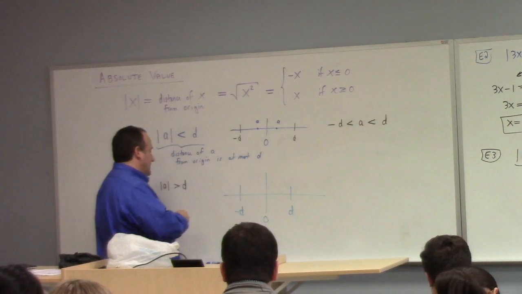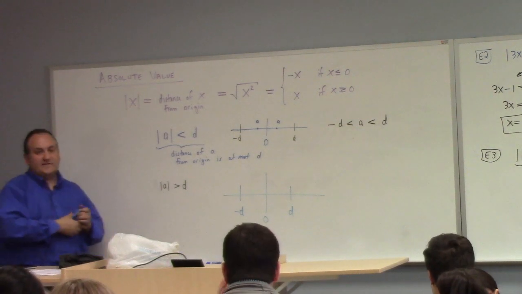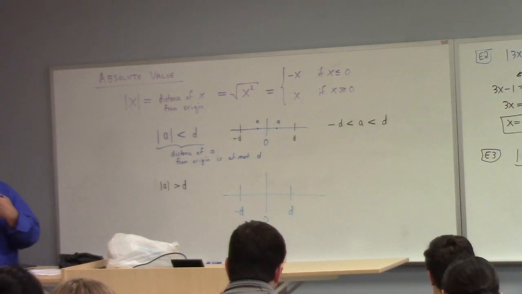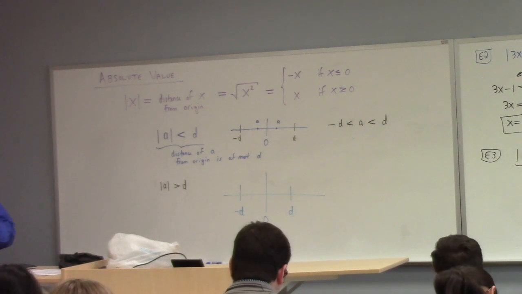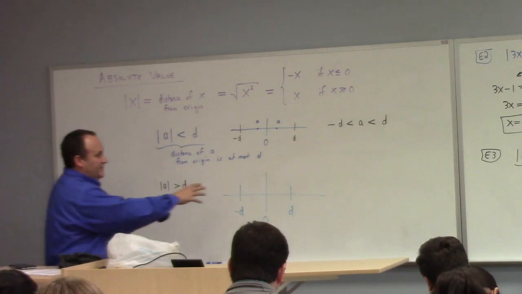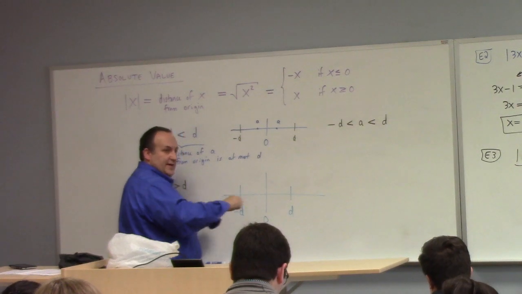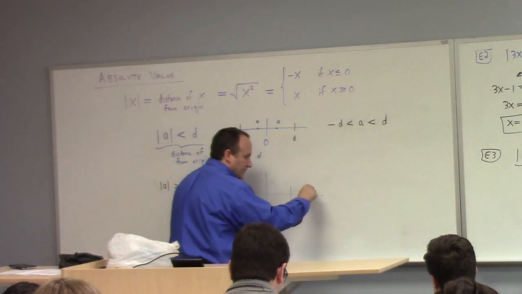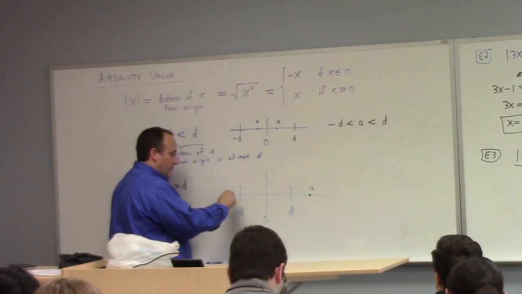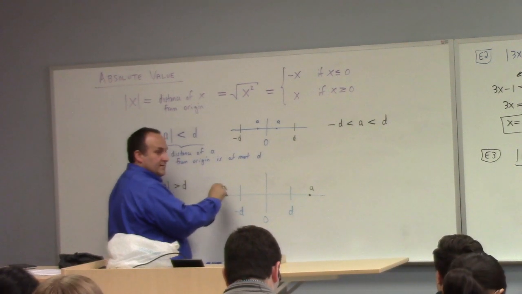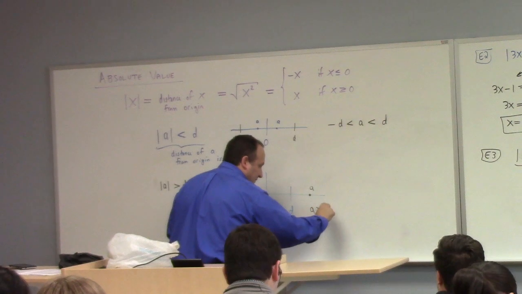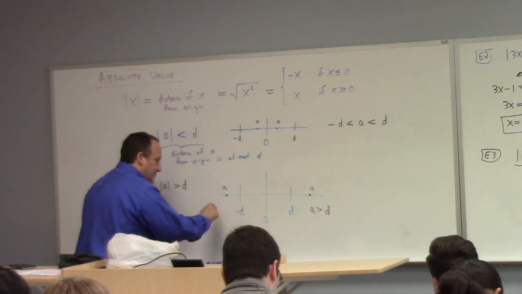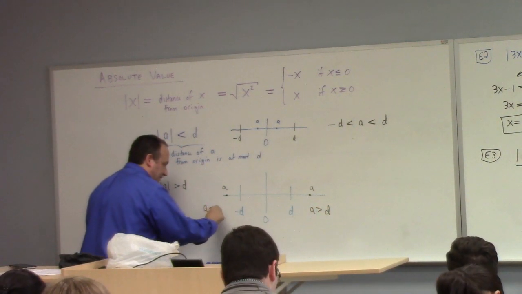Where does A have to be in this situation? This means that the distance from the origin to A is what? It is more than D. Greater than D. So it can't be where it was before, right? Now where does A have to be? A has to either be over here, or it has to be over here. So over there would be to say that A is greater than D. Over here would be to say that A is less than minus D.